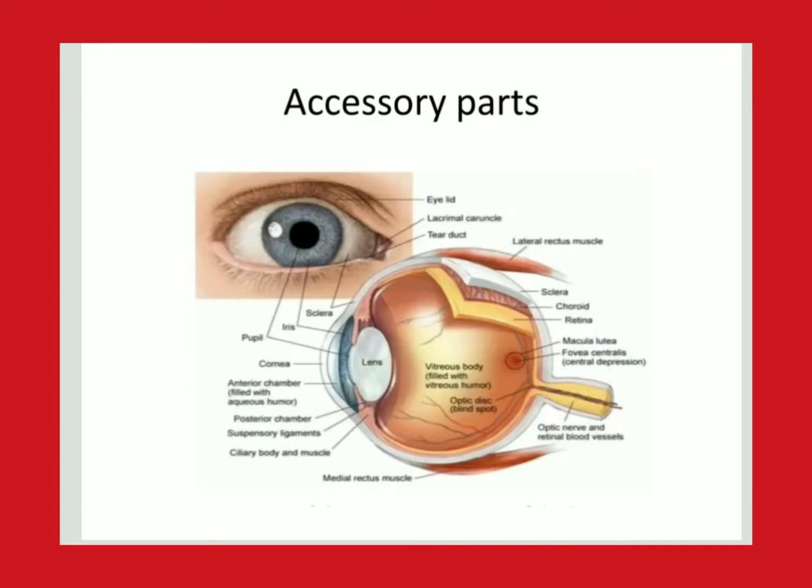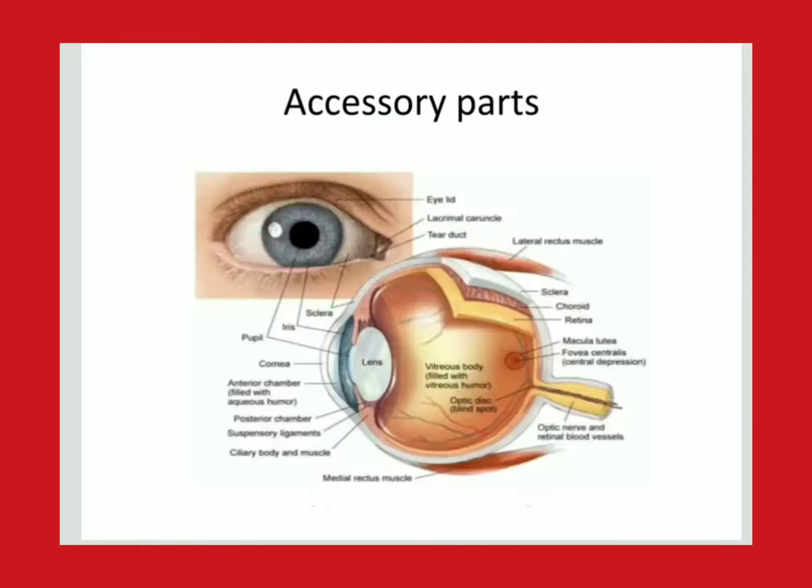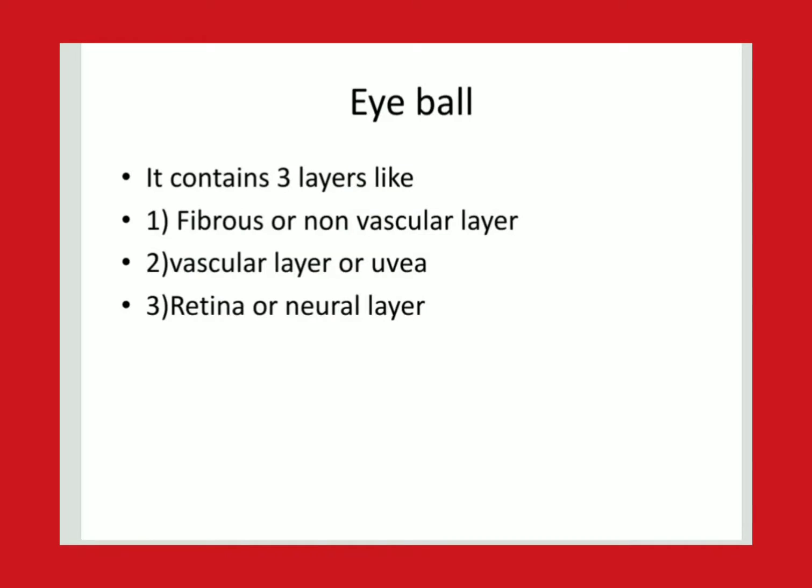And also six external muscles are present. So six external muscles, superior, inferior, anterior, posterior muscles, externally they are present. So these will form the accessory parts: eyelid, eyelashes, eyebrows, lacrimal apparatus and the six external muscles. So they will form the outer part.